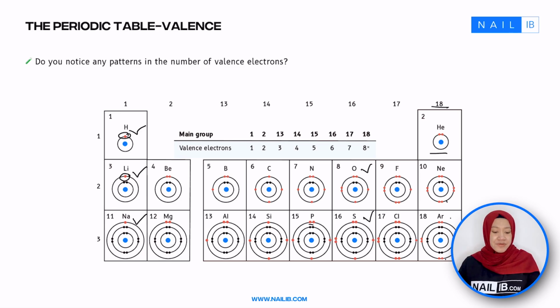The number of shells categorizes elements in the same period. For example, period 1 has 1 shell, period 2 has 2 shells, period 3 has 3 shells, and so on. Do you notice any patterns in the number of valence electrons? Yes. Across a period, the number of valence electrons increases up to 8, which is group 18.